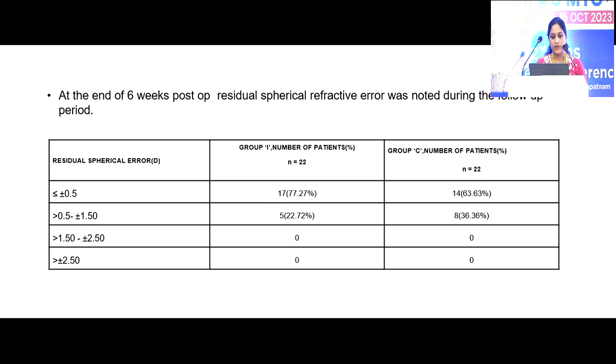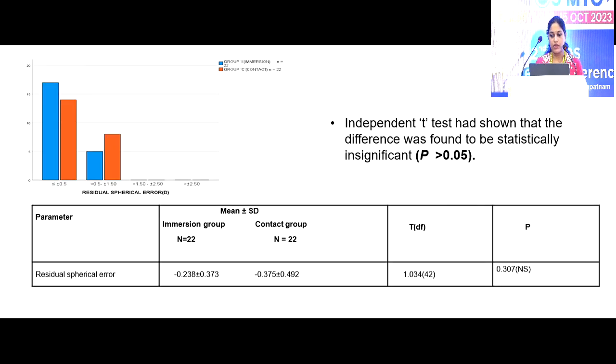At the end of 6 weeks, post-op residual spherical refractive error was noted during the follow-up period. Residual spherical error less than plus or minus 0.5 is 17 in group I and 14 in group C. Greater than 0.5 up to plus or minus 1.50 is 5 in group I and 8 in group C. Independent t-tests had shown that the difference was statistically insignificant.